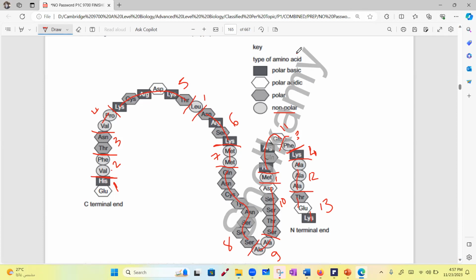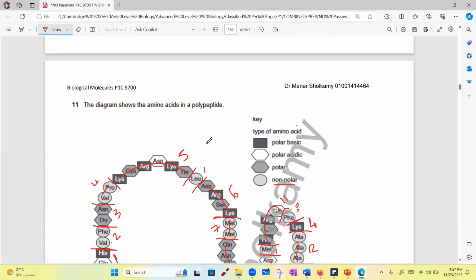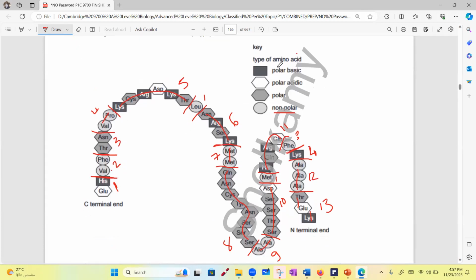Miss, the only thing I don't understand is the breaking. They said here that the breaking happens between non-polar and polar. Those 3 shapes are polar. The only shape that is different is the oval. So I will stop at every oval shape and make a break. As long as this oval shape is next to any one of the polar amino acids, then there will be a break. This is what I did.